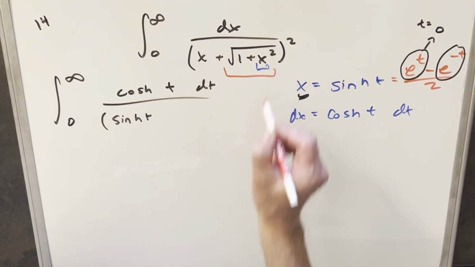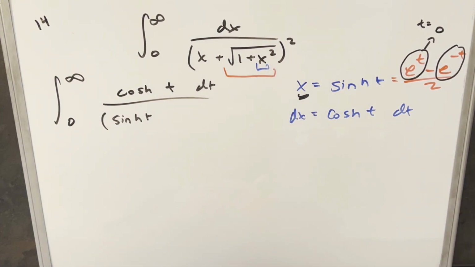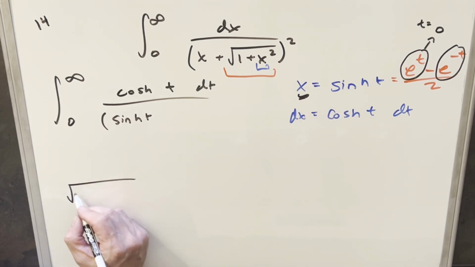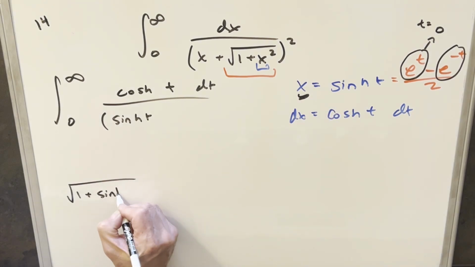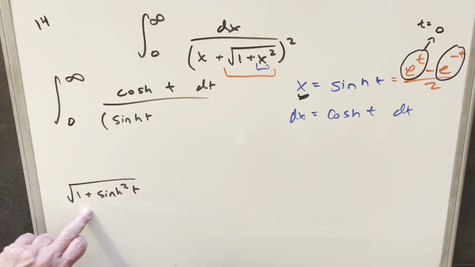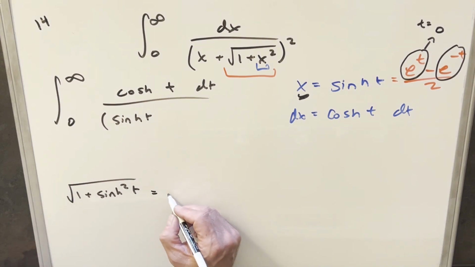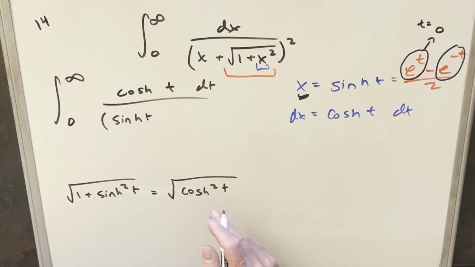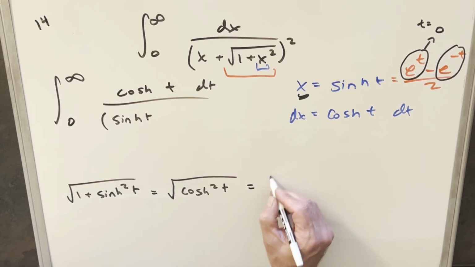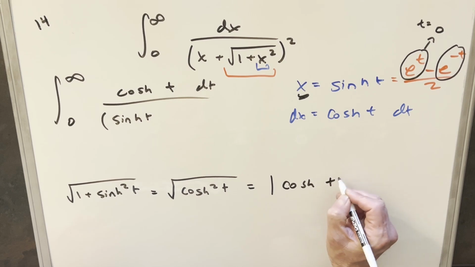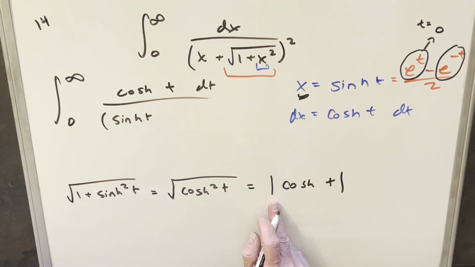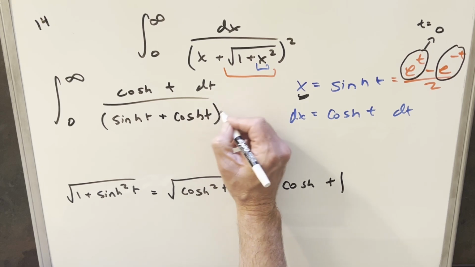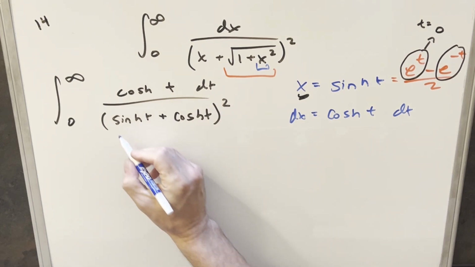Then let's focus on this part and try to simplify it before I plug it back in. We have sinh t as our x, so I can write this as 1 plus sinh squared of t. But we have the identity that this is the same thing as cosh squared of t, so I can write this as the square root of cosh squared of t. The square root of a square we can write as the absolute value of cosh of t, but cosh is always positive, so I'm going to drop the absolute value and write this as just cosh of t, and this is all going to be squared.